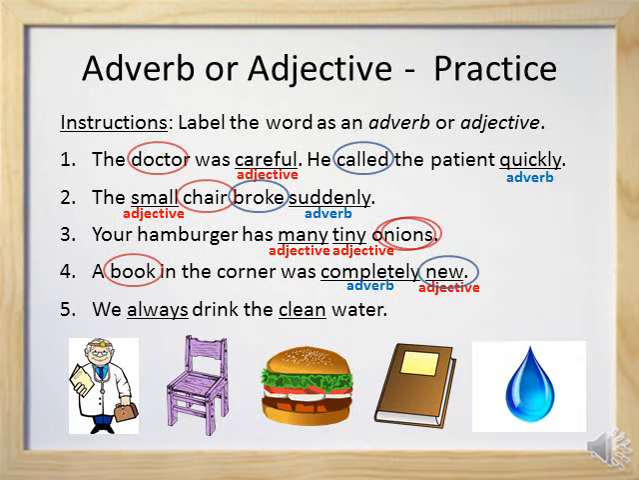Number 5. We always drink the clean water. Is always an adverb or an adjective? Always is an adverb. How do we know that it's an adverb? Because in this sentence, always describes drink, and drink is the verb of the sentence. What about clean? Clean is an adjective because it describes water, and water is a noun. Adjectives describe nouns, so clean is an adjective.